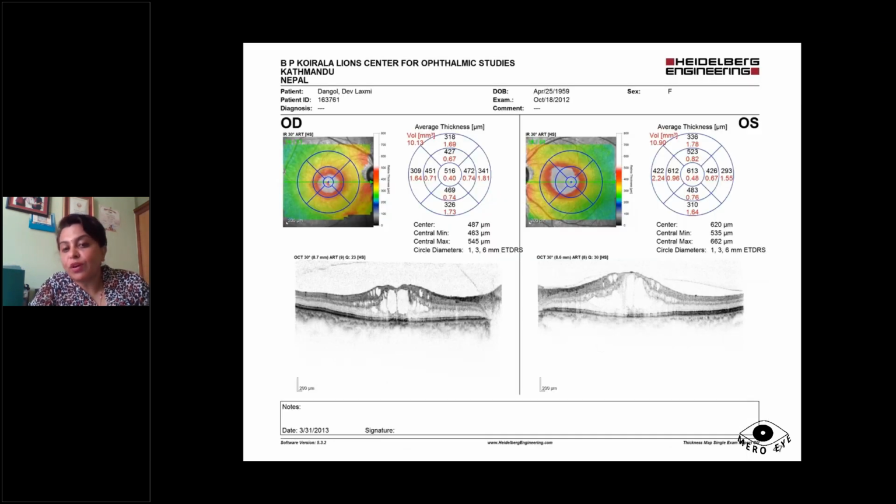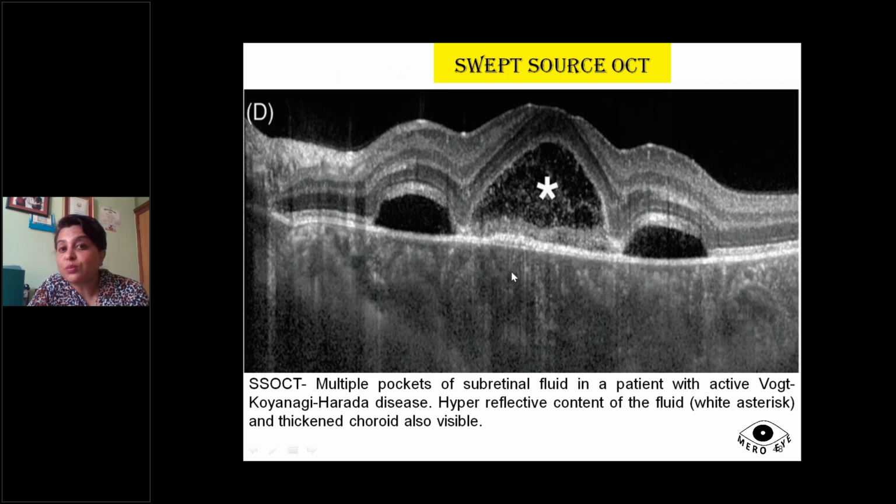This is a simple form of OCT that we have been practicing to check the macular edemas, and more advanced could be the swept source OCT, where this was a patient with VKH where you can see the multiple pockets of subretinal fluid and even the hyper-reflective content of this fluid, with the thickened choroid more visible in this swept source OCT.